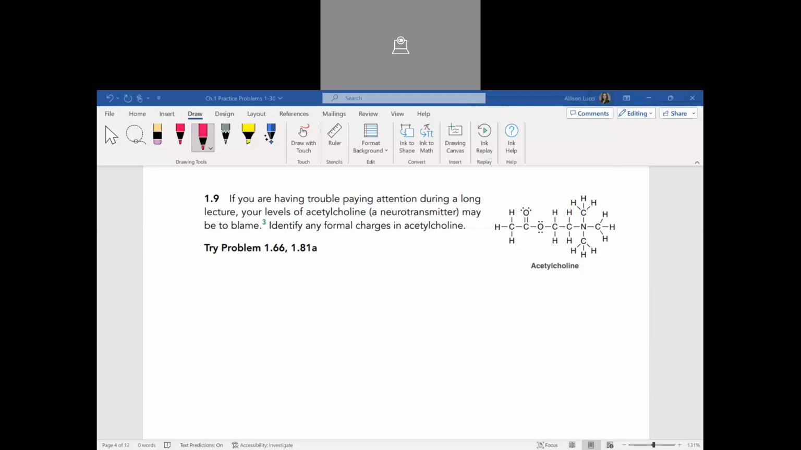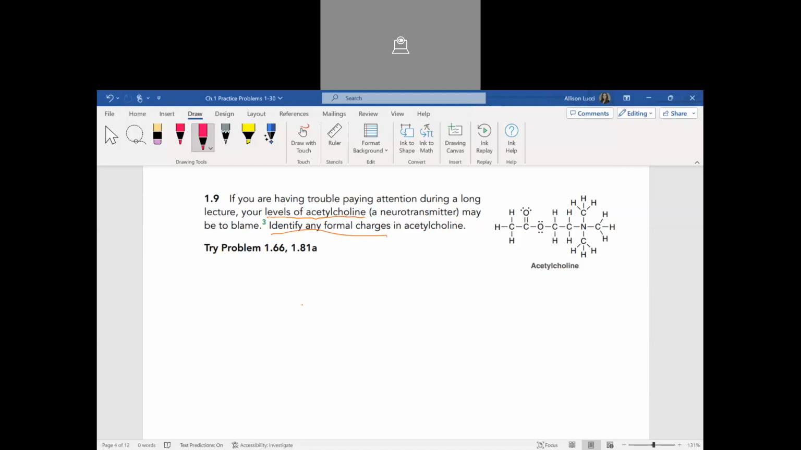The next problem from chapter 1.9 tells us that if you're having trouble paying attention during a long lecture, specifically organic chemistry, it's not the content that's to blame, but rather it could be your levels of acetylcholine. So this neurotransmitter might be in lower levels than needed for you to maintain focus. So we are asked to identify formal charges in this molecule, acetylcholine.